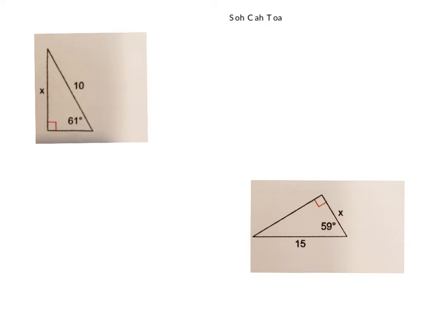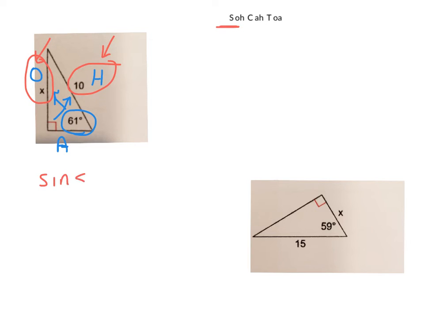Again, top triangle here, reference angle is there. We're labeling the triangles. We have the hypotenuse. We have the opposite. That means we have the adjacent down here. To pick the correct trig function, we need to figure out what we have. We were given an x, which is the opposite, and a 10, which is the hypotenuse. So we need a trig function that uses O and H, and it's the very first one. So the sine of an angle equals opposite over hypotenuse.